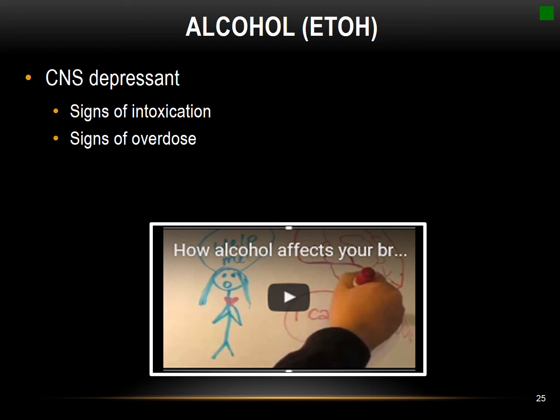Intoxication can lead to overdose. Overdose can be seen by vomiting, blacking out, respiratory depression, aspiration pneumonia, shock, coma, and death. Long-term use of alcohol causes brain damage, organ damage especially to the liver and pancreas, and can cause psychosis. Please go to your other PowerPoint and watch the short video about how alcohol affects your brain.